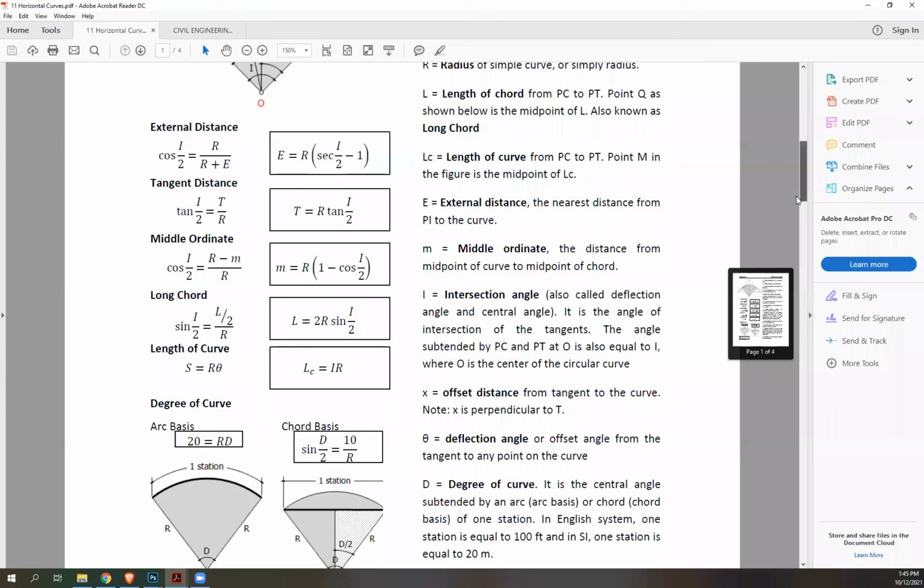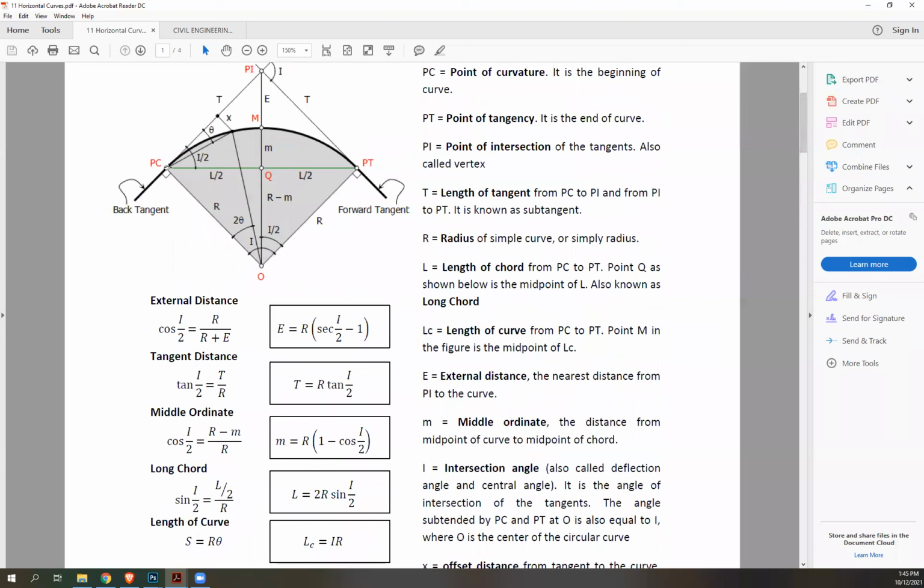And next, as mentioned earlier, theta, the deflection angle, also known as the offset angle from the tangent to any point on the curve. Usually it's from PC. It could be from PT, but basically it's an angle from the tangent to any point on this curve. Deflection angle is used in establishing the actual curve, which you would have known in the fieldwork activity for Surveying 2. Unfortunately, you don't have that, so you won't be able to demonstrate how to create a horizontal curve such as your simple curve.